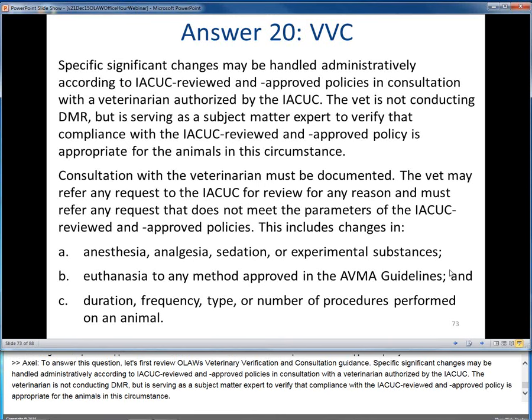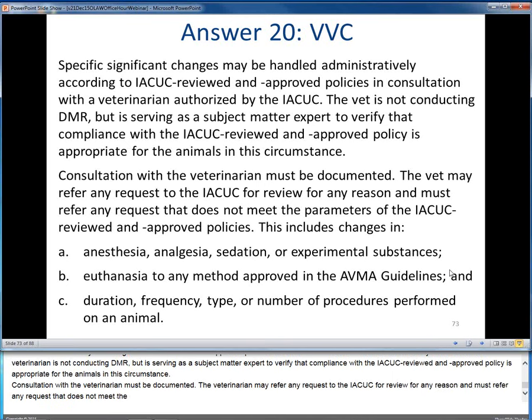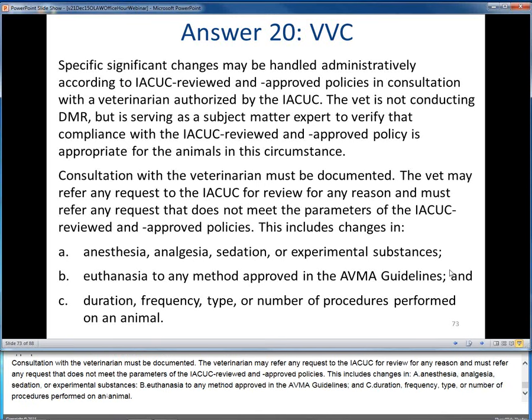The veterinarian may refer any request to the IACUC for review for any reason and must refer any request that does not meet the parameters of the IACUC reviewed and approved policies. This includes changes in anesthesia, analgesia, sedation, or experimental substances, euthanasia to any method approved in the AVMA guidelines, and duration, frequency, type, or number of procedures performed on an animal.